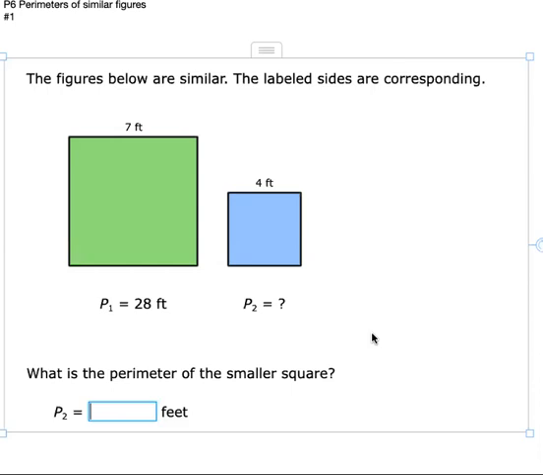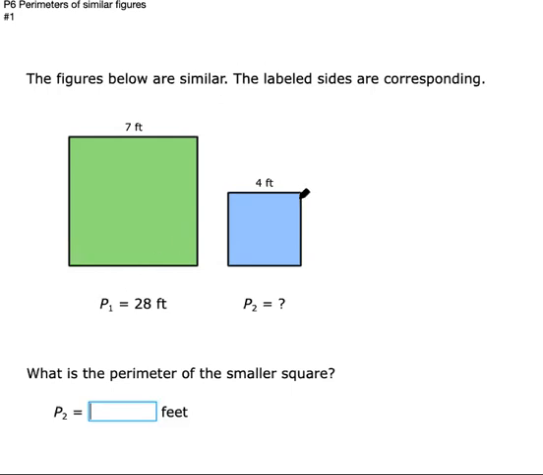Okay, so this one, they're asking what is the perimeter of the smaller square? So if there's squares, what's the rule on that? All sides are going to be equal. So if all sides are equal, then all I need to do is just add up. The perimeter is just going to be the outside. Area is going to be the inside, but for this section, we're only focused on the outside.